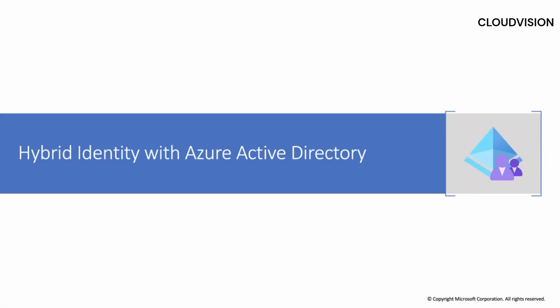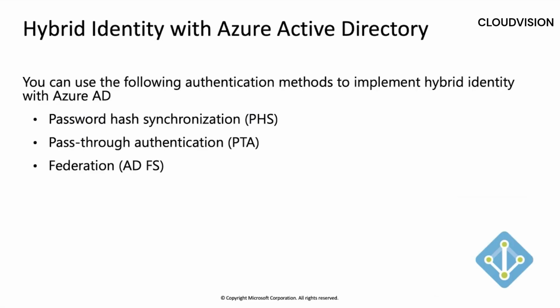There are various other business use cases in which hybrid identity becomes one of the major base use cases. It has to be there. So when it comes to hybrid identity, one of the other factors in decision making is which authentication method. How many authentication methods can you see? You've got three: federation service, pass-through authentication, and password hash synchronization.